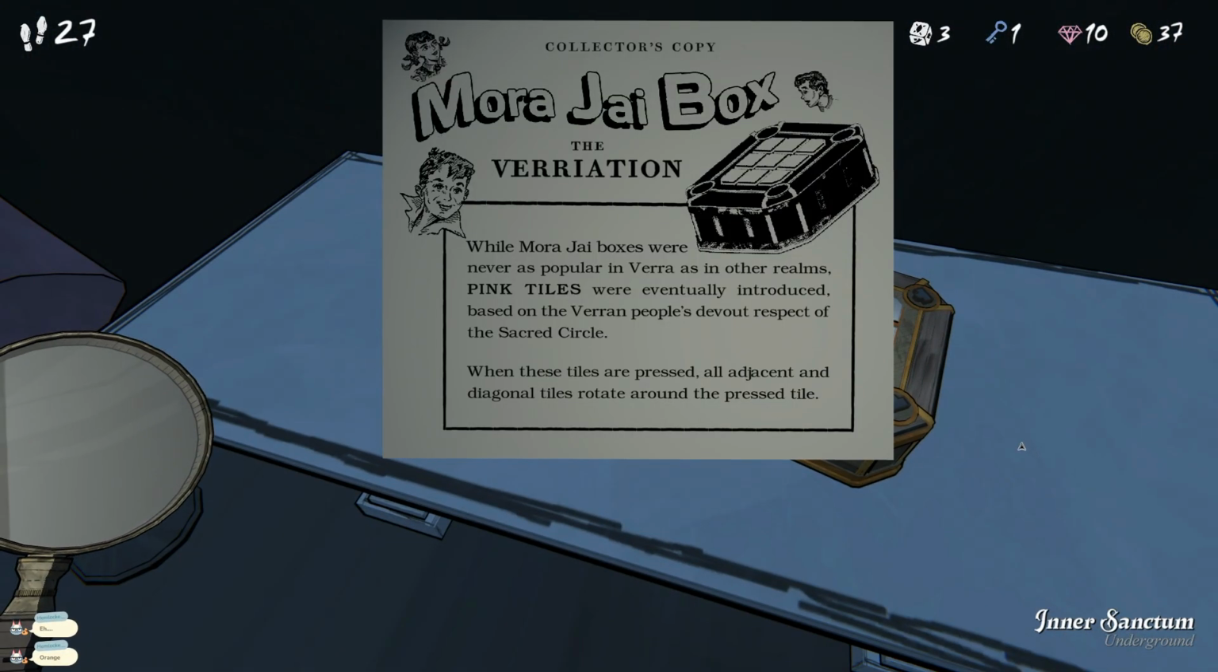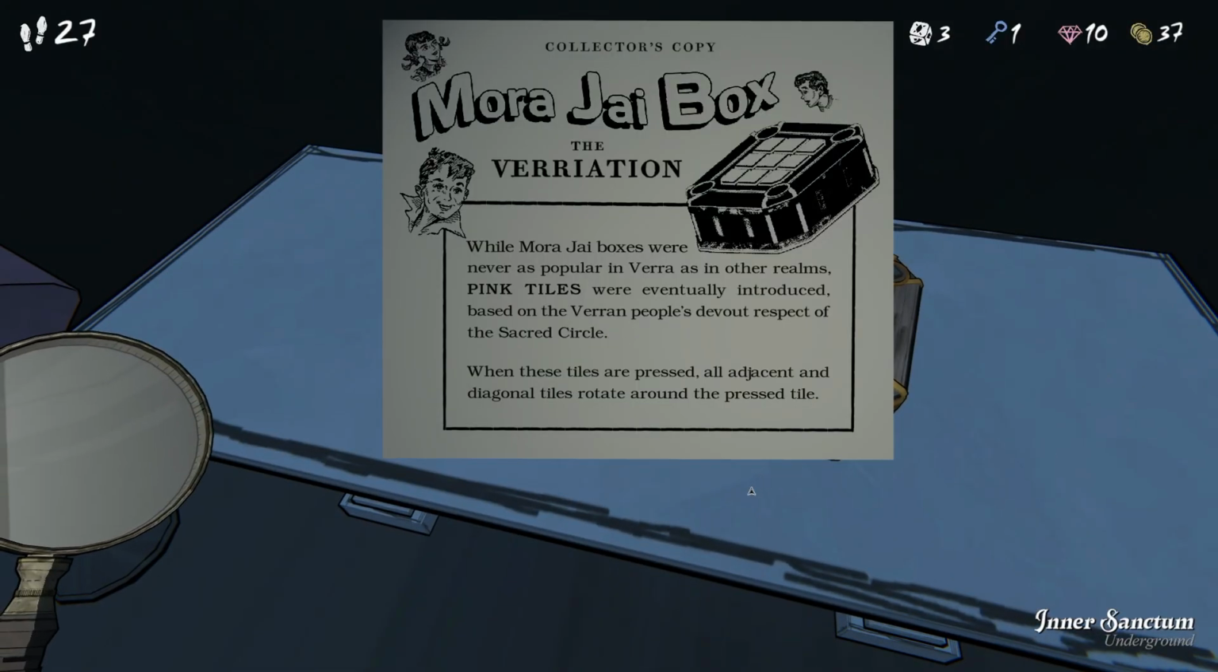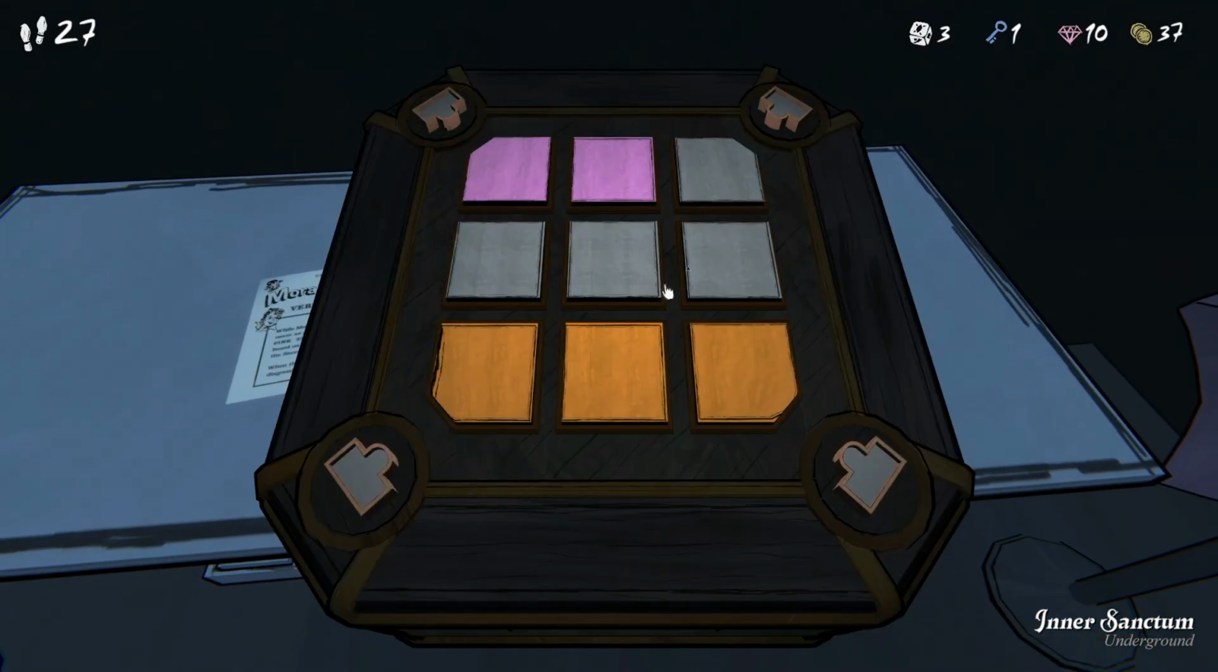While Mojai boxes were never as popular in Verra as in other realms, pink tiles were eventually introduced based on the Verran people's devout respect of the sacred circle. When these tiles are pressed, all adjacent and diagonal tiles rotate around the pressed tile. Ooh, that sounds nightmarish. How am I going to get enough pink? I don't know how I'm going to get enough pink.